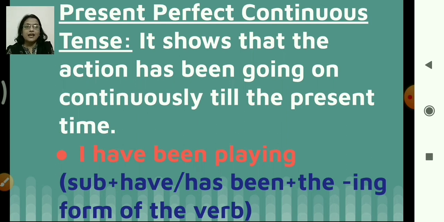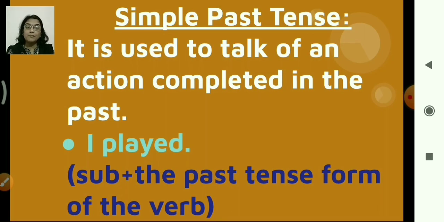Followed? Now let's see the simple past tense. These are the past tense forms. The simple past tense is used to talk of an action completed in the past. Over, finished. So I played. How is it formed? Subject plus the past tense form of the verb. Play, played, ed. That is the past tense.